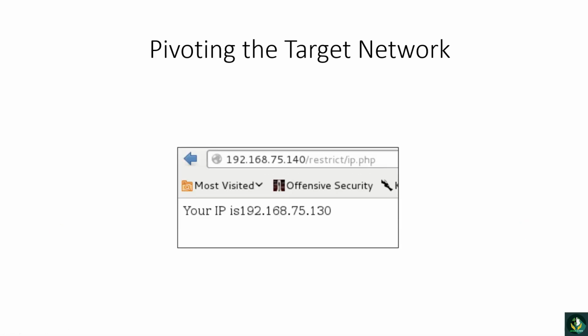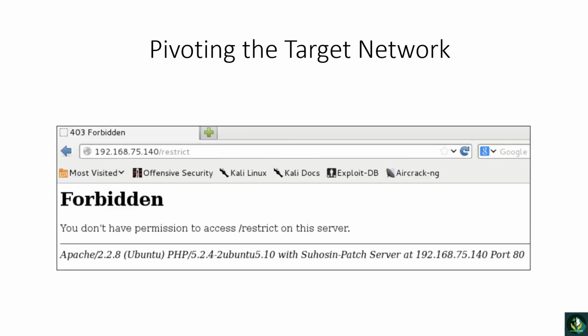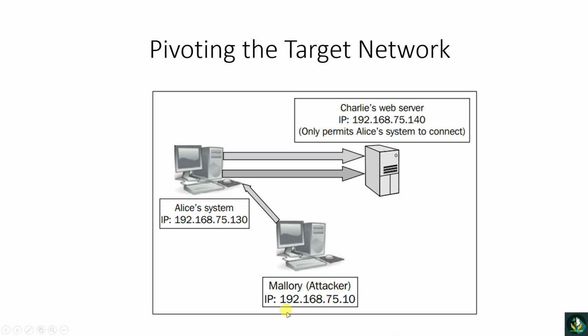As I was saying, we are browsing the web server with the IP of our compromised system, which is Alice's system. Whatever we browse goes through the compromised system, and the target web server thinks that it is Alice who is accessing the system. However, our IP address is 192.168.75.10, which is this one, but we are browsing as this one.